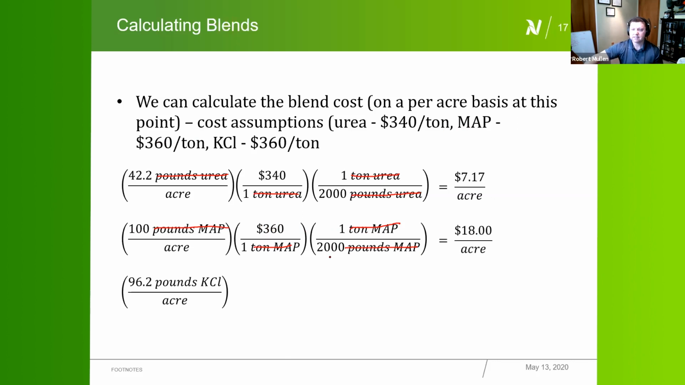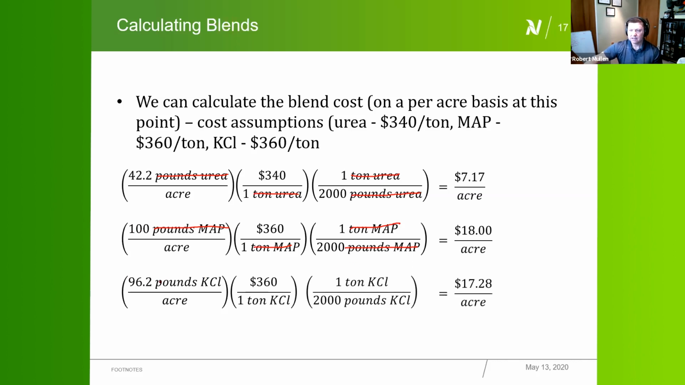And I just realized I have the 96 and the 100 inverted. Dadgummit. This is why you should always triple and quadruple check these. The 100 pounds of KCl, this should ultimately be 100. That should be 96.2. And for that, I apologize. I'll fix this before it gets sent out to everybody.